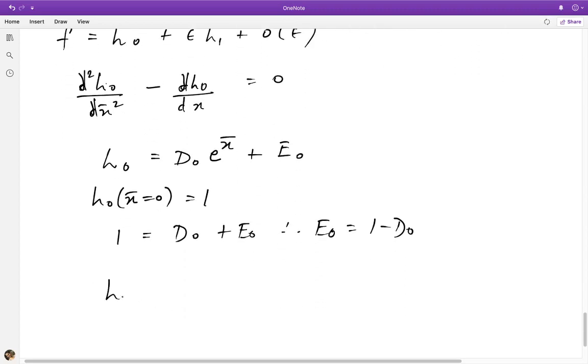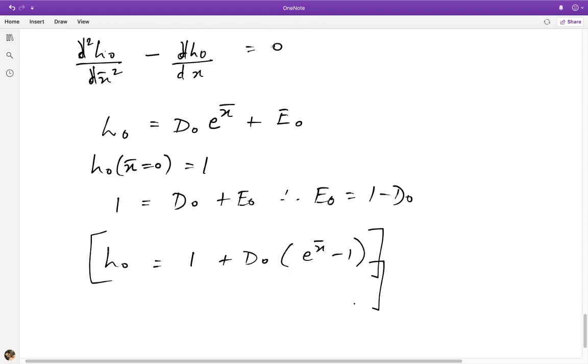And so h naught is equal to 1 plus d naught into e to the x bar minus 1. This makes sense. Yes, that looks right.